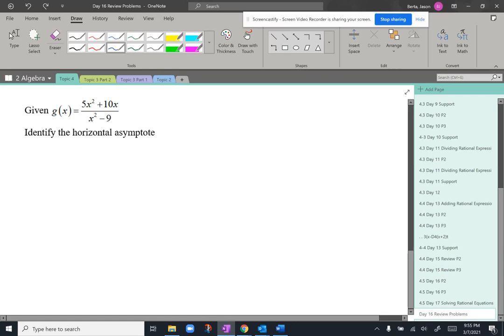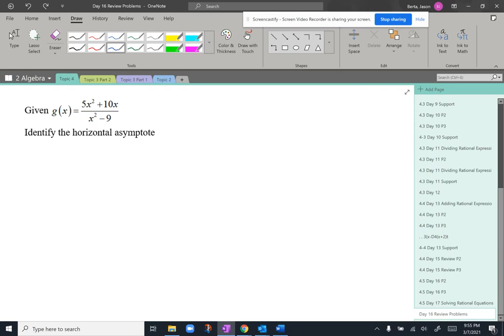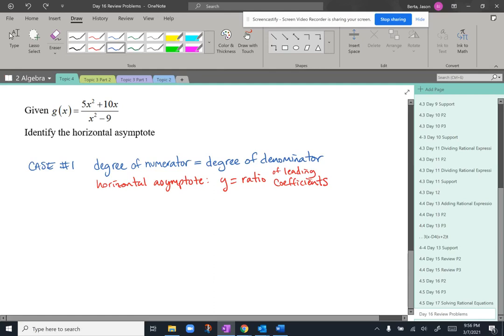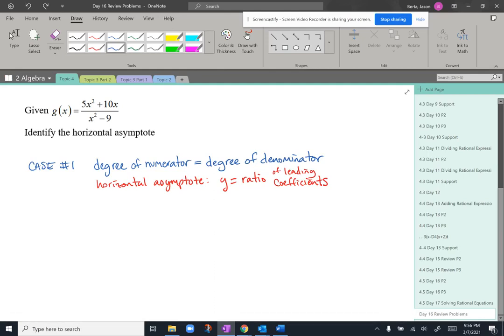To identify the horizontal asymptotes of a given rational function, we need to consider three different cases. Each of these cases depends on a comparison of the degree of the polynomial in the numerator to the degree of the polynomial in the denominator. In case number one, the degree of the numerator polynomial is equal to the degree of the denominator. In that case, we've got a horizontal asymptote, and that horizontal line is at y equals whatever the ratio of leading coefficients is between the numerator and denominator.